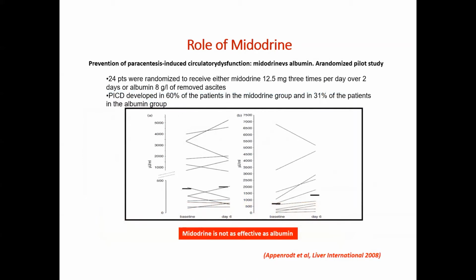This is another study in which they used 24 patients and compared midodrine with albumin. However, in this study, midodrine was not as effective as albumin in preventing PICD.